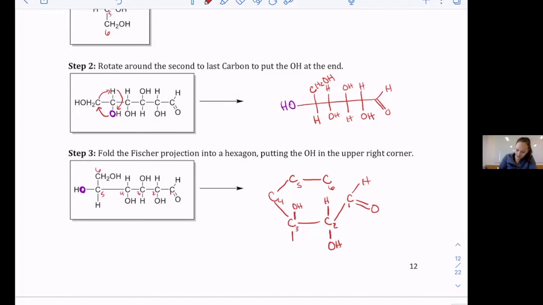And then the hydrogen was going down, up, down, up, down. Carbon 6 is a little bit different because it's just CH2OH. We'll get to that in a moment. Carbon number 4, oxygen was down.